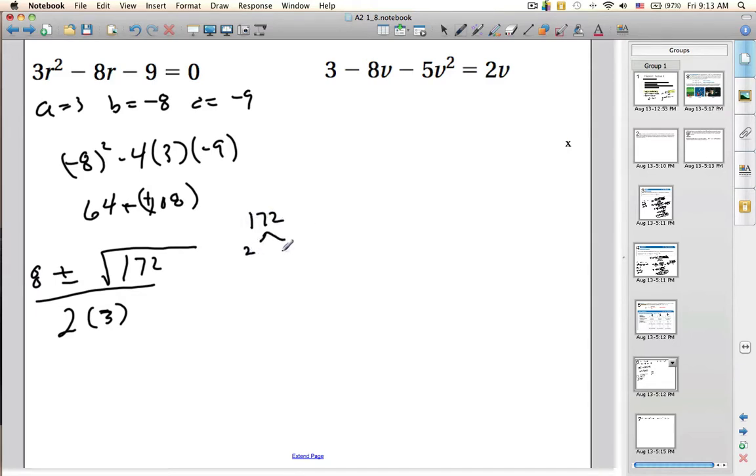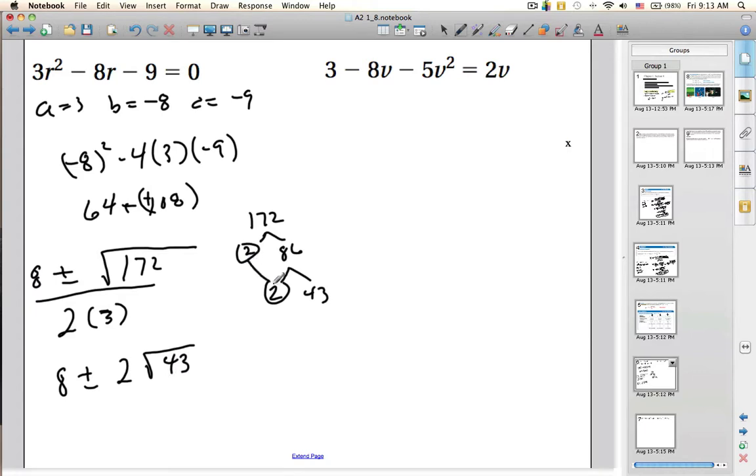8 and 12, so that would be 86, and half of that would be 43, and that looks like about as far as we're going to go. So I'm going to be able to factor out a 4. So I'll have 8 plus or minus, when I go ahead and, this would be the square root of 4, which will simplify to be 2, root 43.